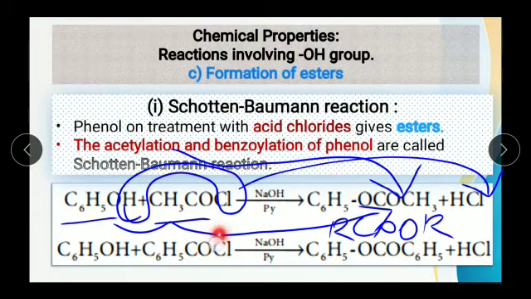Then benzoylation. Phenol reacts with benzoyl chloride. Here benzoylation takes place. Like the above reaction, hydrochloric acid is liberated, and the rest, the benzoyl group, is attached with phenol. So we are getting phenyl benzoate. This is a very important reaction, formation of esters.